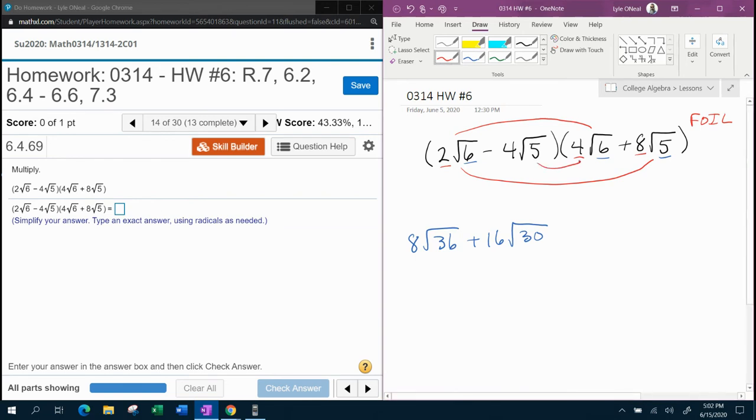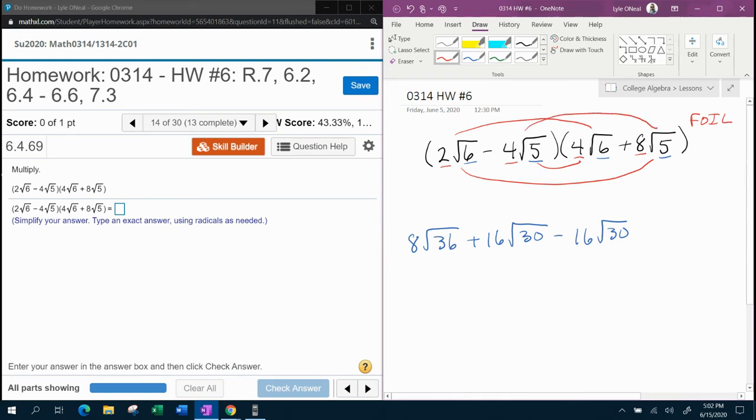Next, on the inside, that's going to be a negative times a positive, which is going to give me a negative. That's going to be 4 times 4, which is 16. And they both have a square root. So that's going to be 5 times 6, which is 30. Are you seeing what I'm doing here? Multiply the coefficients and then multiply the radicands.